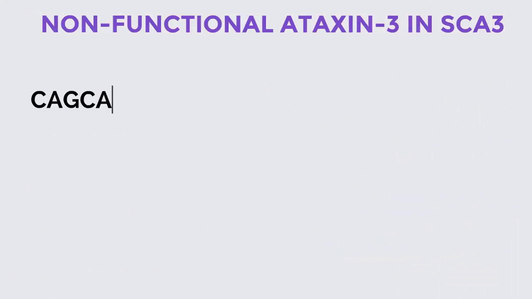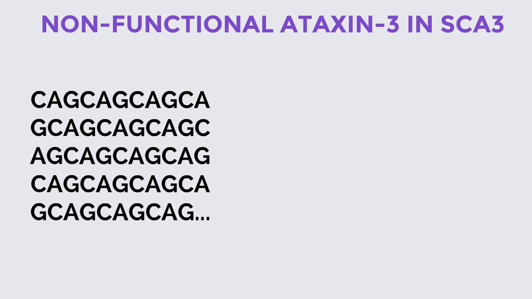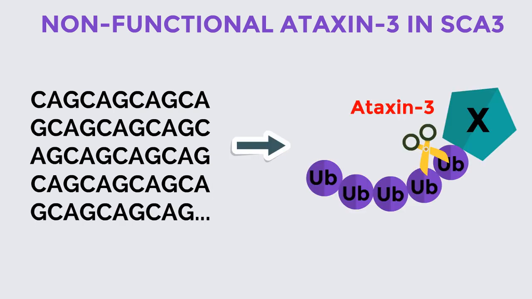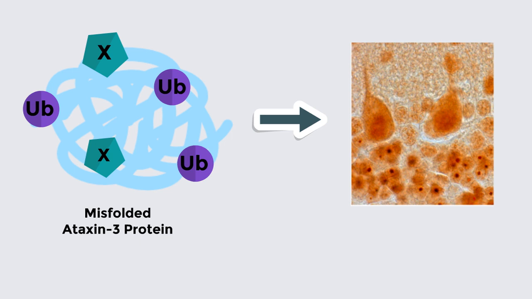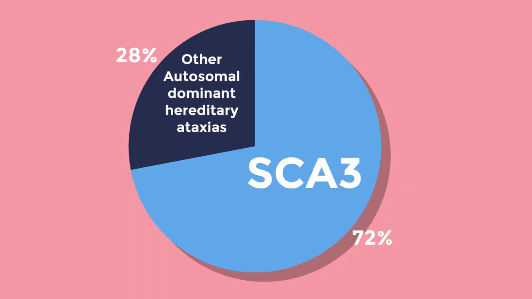However, in SCA3 patients, due to the increase of CAG repeats in ATXN3, a non-functional Ataxin-3 is obtained which cannot remove ubiquitin from excess or damaged proteins. Hence, these proteins, along with ubiquitin and Ataxin-3, form aggregates within the nucleus of cells. SCA3 is the most common autosomal dominant inherited ataxia in the world. However, at present there are no therapeutic solutions for this debilitating neurodegenerative disorder.